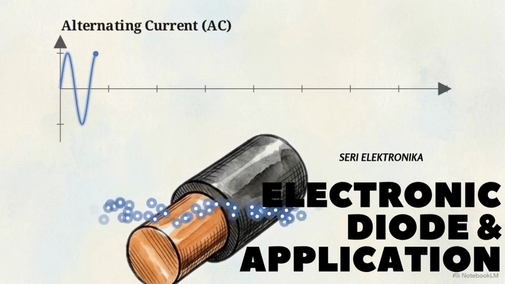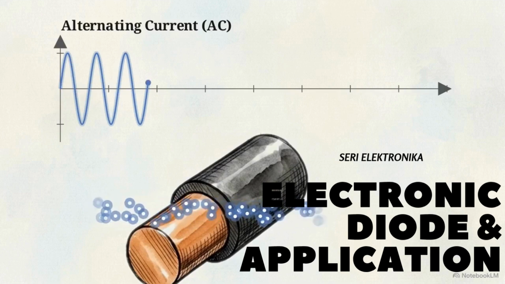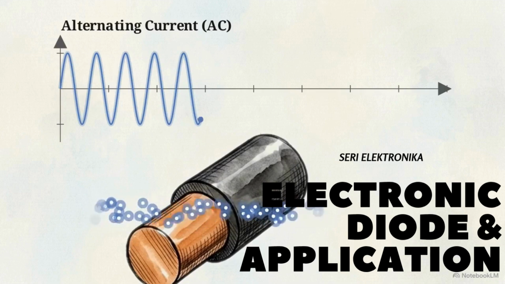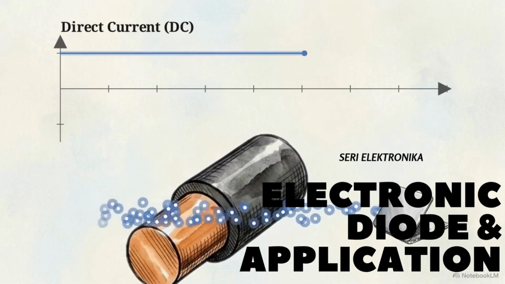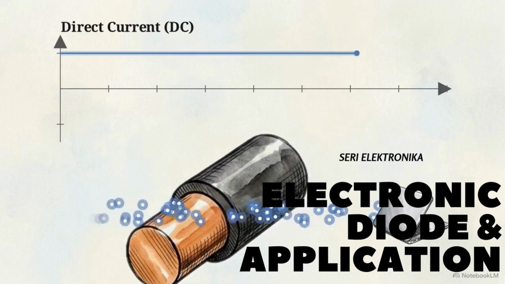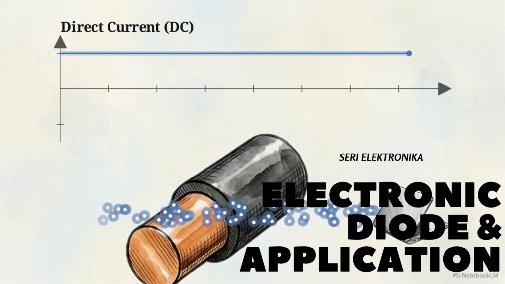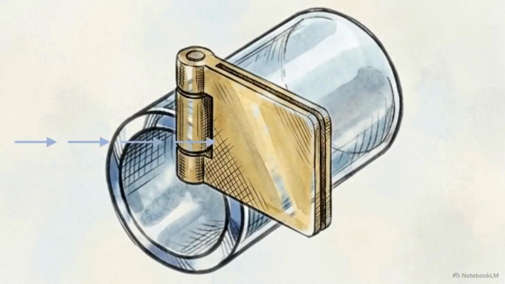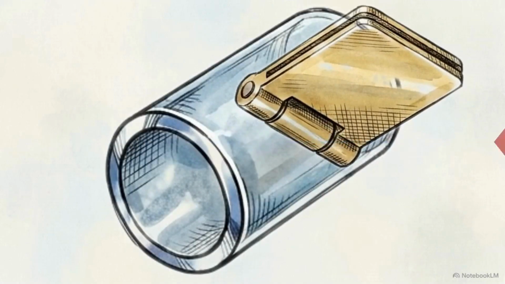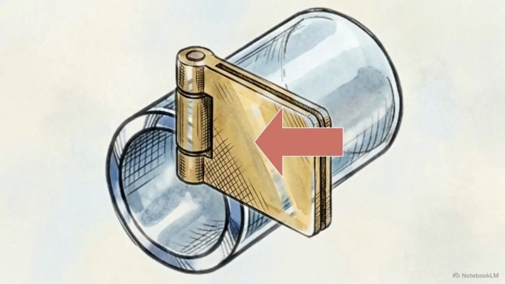Wall power is alternating current. It pushes and pulls electrons back and forth 60 times a second. But your laptop, phone, and almost every modern electronic device require direct current, a flat, continuous, one-way flow of energy. To bridge that gap, we use a component called a diode. It acts as a one-way valve, letting electricity flow forward while completely blocking it from going backward.